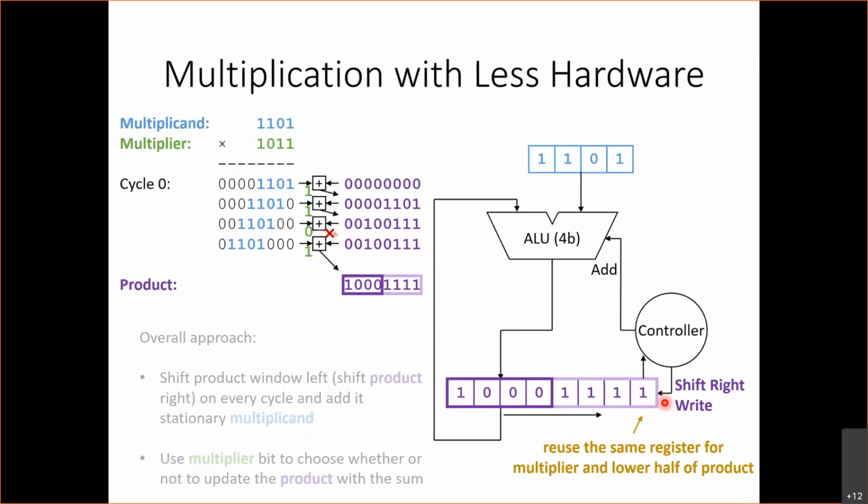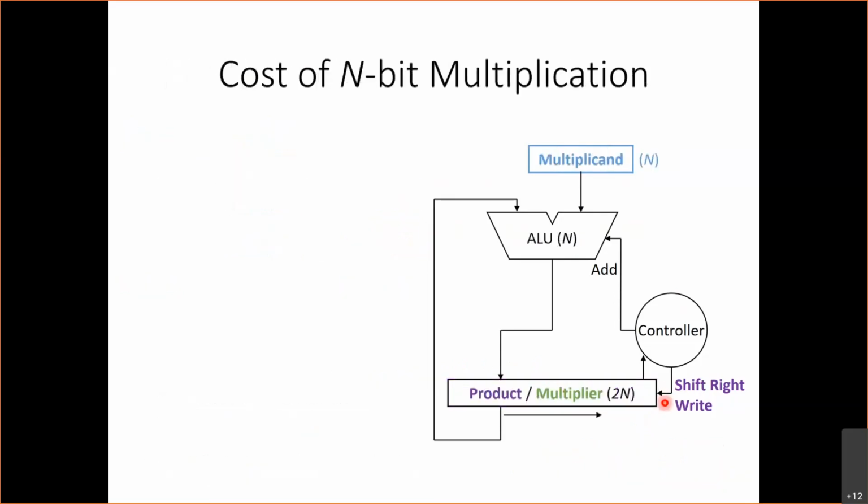Okay, so given this implementation, let's see how much this implementation costs. So in general, if we're doing an n by n multiplication, we're going to need an n-bit ALU, an n-bit register for the multiplicand, and a 2n-bit register for storing the product and the multiplier. Okay, so the cost for the first design was a 2n-bit ALU, 5n registers, and we needed n cycles to do the addition.